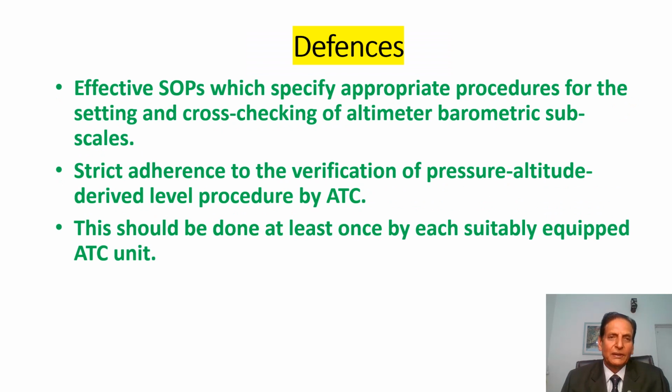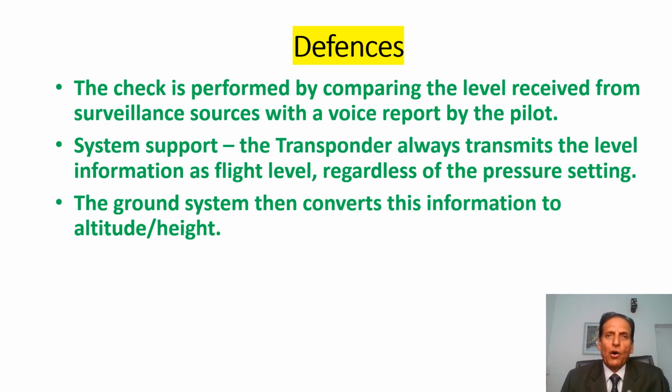What are the defenses for these errors? Effective standard operating procedures, which specify appropriate procedures for the setting and cross-checking of altimeter barometric subscales. Strict adherence to the verification of pressure altitude derived level procedures by ATC. This should be done at least once by each suitably equipped ATC unit. The check is performed by comparing the level received from surveillance sources with a voice report by the pilot.